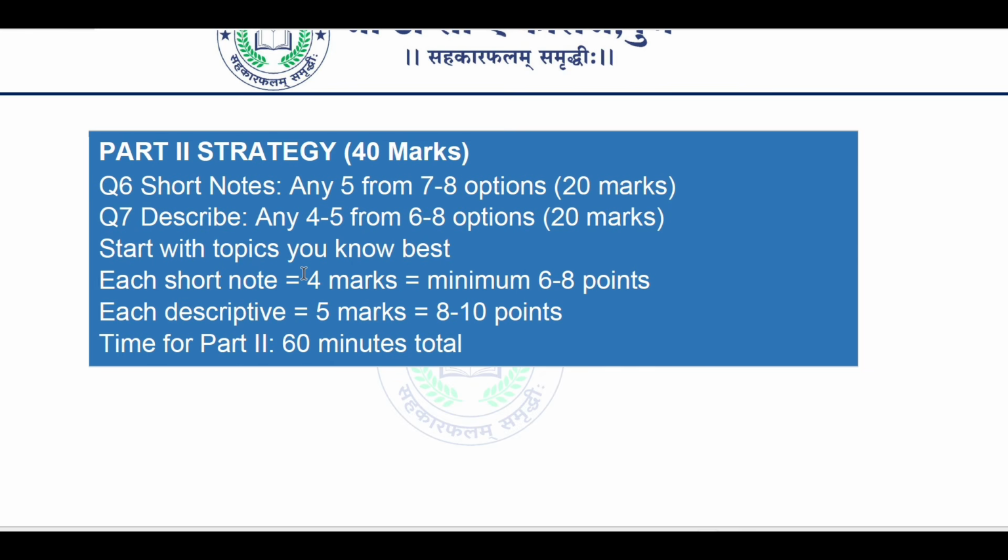Start with the topic you know best actually. Let's take an example: if you get a question in the coming exam, like write a short note on reserve fund, if you know the things properly, you can write the best, whatever you know the best first, and then other things accordingly. Each short note for 4 marks, minimum 6 to 8 points you must write, and each descriptive for 5 marks, you must write 8 to 10 points at any cost. Time for part 2 will be 60 minutes total, like you should spare 1 hour for these questions.